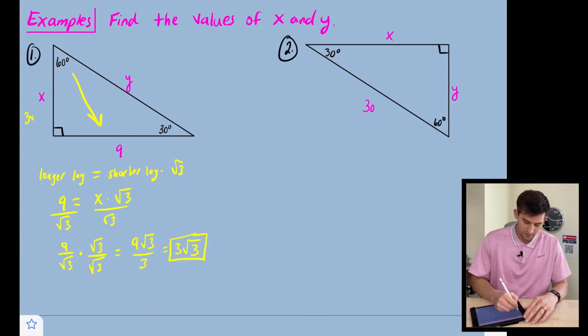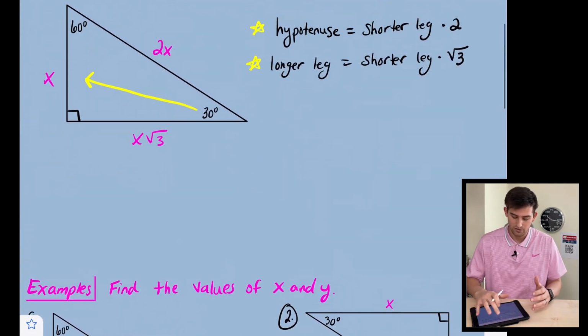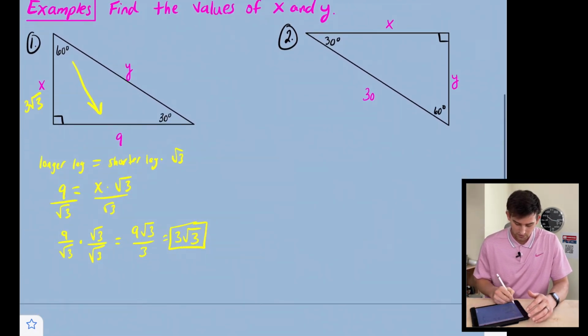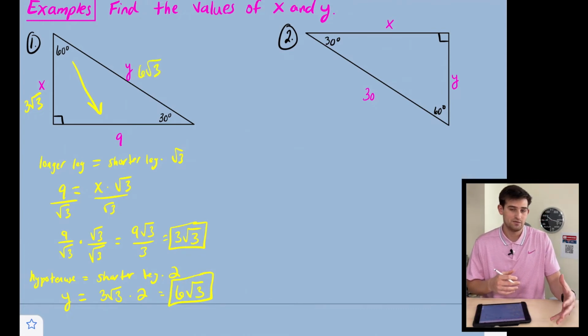So we can write this right here: 3 root 3 would be our length there. Now we need to find our hypotenuse. If we think back to our two original equations, we have the shorter leg now, and all we need to do is multiply that by 2 to find the hypotenuse. So the hypotenuse is equal to the shorter leg times 2. The hypotenuse is y, the shorter leg we just found is 3 root 3, and we just need to multiply that by 2, and we get 6 root 3. So we add that to our diagram. Okay, so x is 3 root 3, our smaller leg, and our hypotenuse, or y, is equal to 6 root 3.